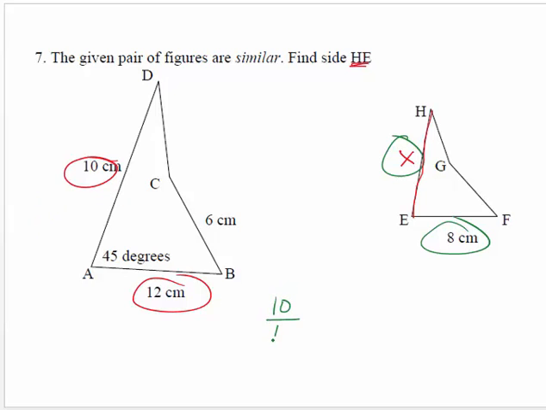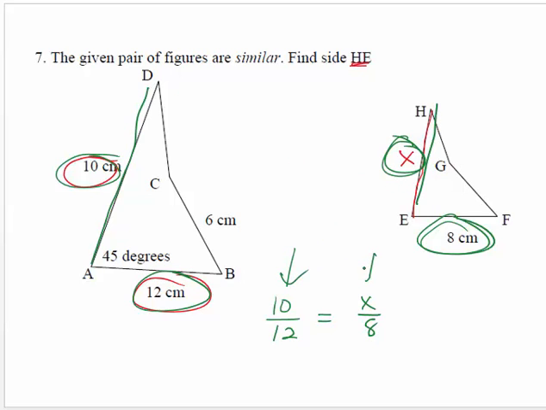Do you agree I can do this? 10 over 12 equals x over 8. In other words, red over red equals green over green, and I stayed in the same order. This side corresponds to this side, so notice the 10 and the x are both on the top. This side corresponds to this side, notice both of those are on the bottom. When we cross multiply, I get 12x equals 8 times 10, which is 80.